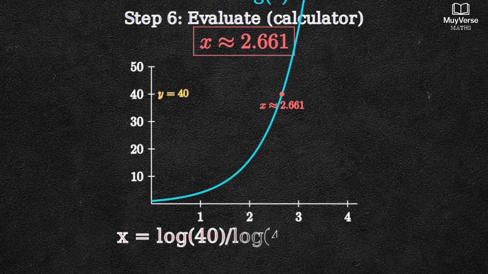To recap, we combined like terms, isolated the exponential, used logarithms and the power rule, and solved for x. The solution is x equals log 40 over log 4, approximately 2.661.